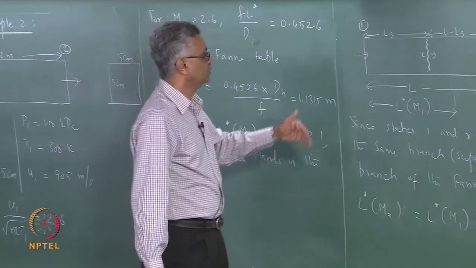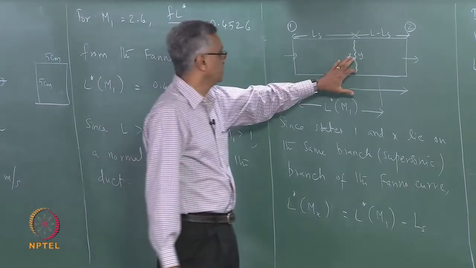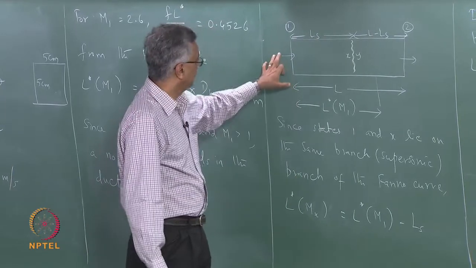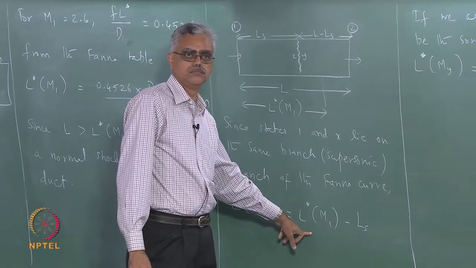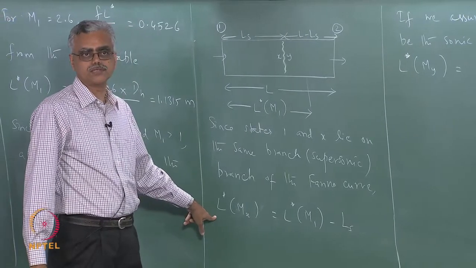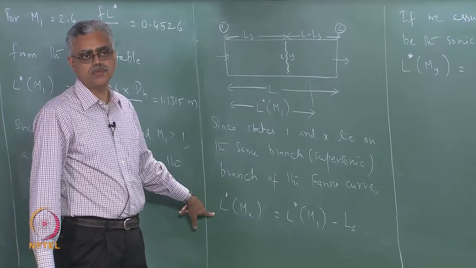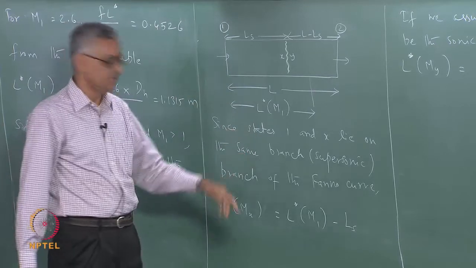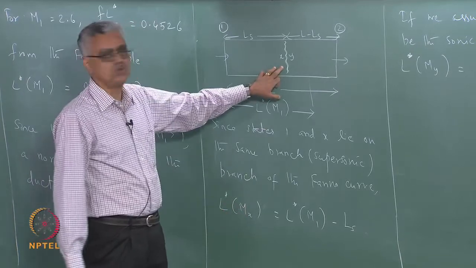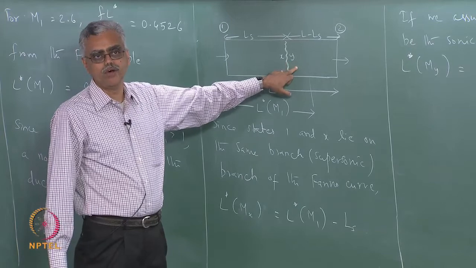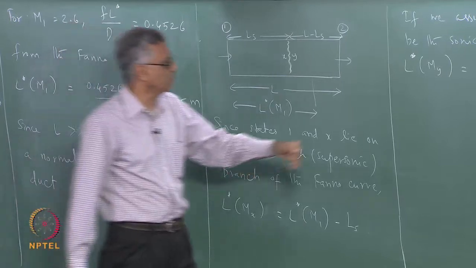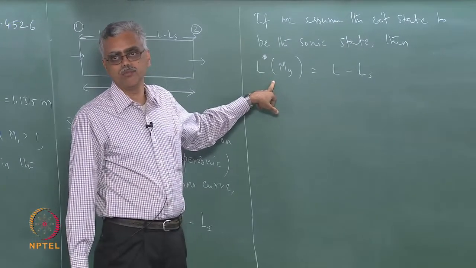So, the calculation has to proceed iteratively now. We assume the shock to be at some location, that means Ls is known. So, then corresponding to M1 we calculate L star. Then since we have assumed a value for Ls, I can get L star of Mx. Corresponding to L star of Mx, from the supersonic part of the Fanno table, I calculate Mx. With the value of Mx, I go to normal shock table to get my My. With the value of My, I go to the subsonic part of the Fanno table to calculate my L star corresponding to My.